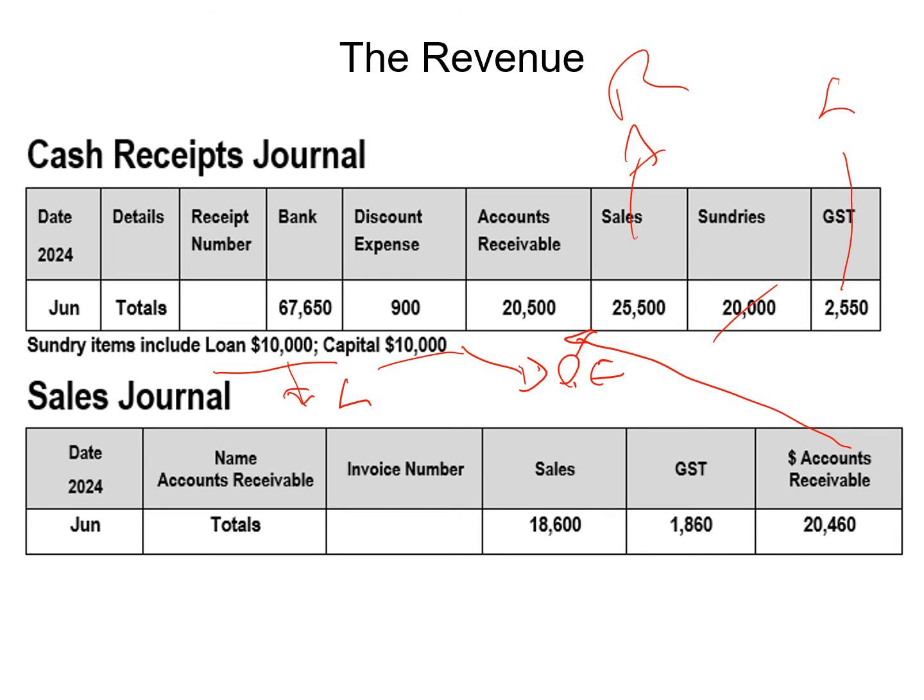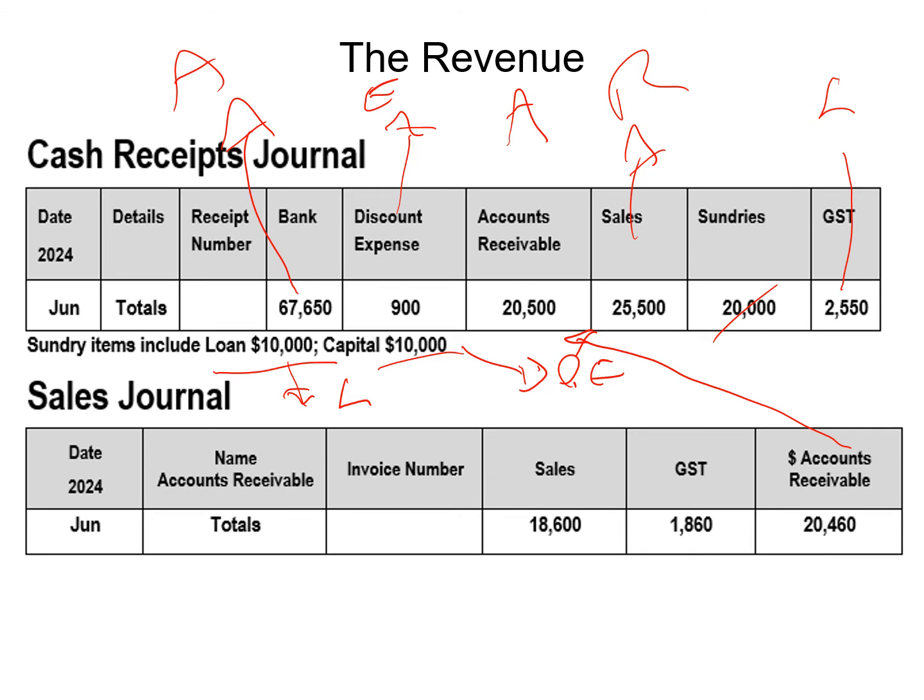So what we have in this column is simply a change in our assets. Accounts receivable, that asset's going down in exchange for the bank going up. So it's not revenue. Discount expense, obviously an expense. And the bank balance, well, that's basically going to impact our assets.